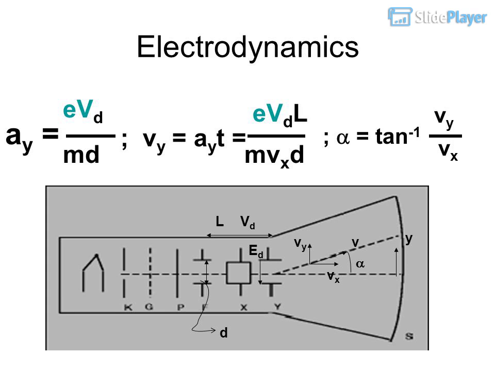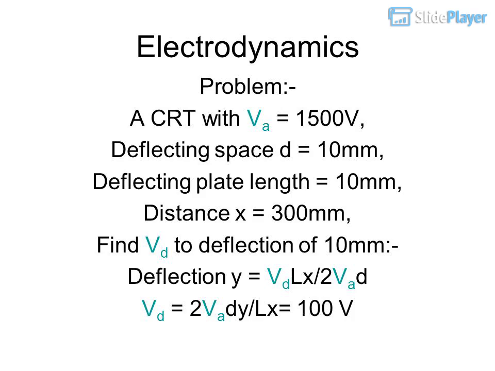Electrodynamics. The deflection: a equals QE over m, and vx equals the plate length over velocity, so the angle equals tan inverse of vy over vx. Electrodynamics problem: accelerating voltage Va equals 1500 volts. Deflecting plate spacing d equals 10 mm. Deflecting plate length equals 10 mm. Distance x equals 300 mm. Find Vd for a deflection of 10 mm. Deflection y equals Vd L x over 2 Va d. Vd equals 2 Va d y over L x, equals 100 V.